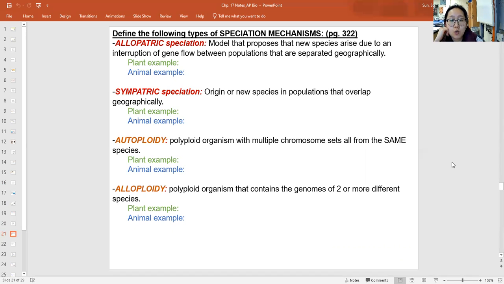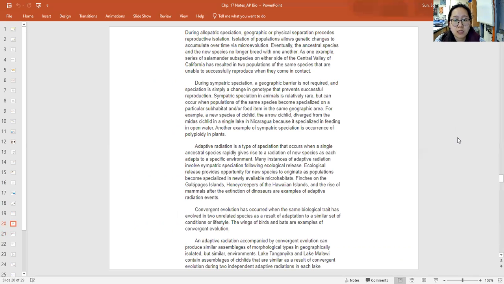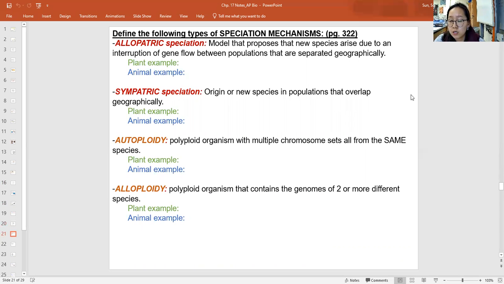Sympatric speciation, which is the origin of new species in populations that overlap geographically. So you're going to look up a plant example and an animal example for sympatric speciation. The geographic barrier is not required, and speciation is simply a change in genotype that prevents successful reproduction. It could happen due to mutation, it could happen by random chance, it could happen by behavior changes or preference changes by animals too. It just is a way that new species develop, even if there isn't any physical geographical separation.